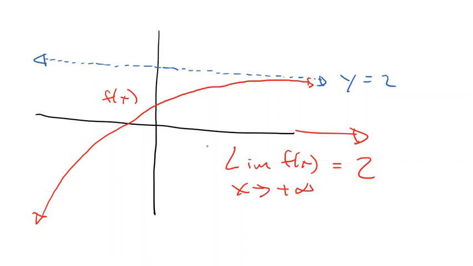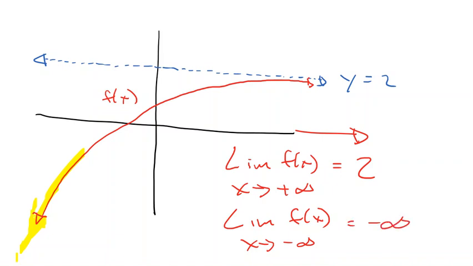And in the other direction, the limit of the function as x approaches negative infinity, that would be out in the other direction. What's happening out here? Well, it's going down infinitely far. So this limit is simply negative infinity.